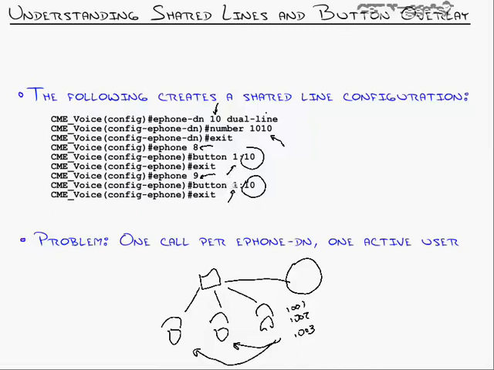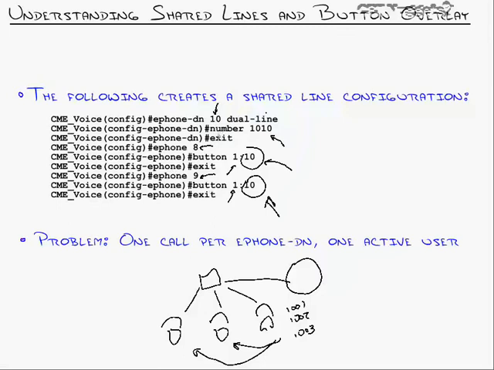Now, the trouble with this configuration, and this may not be trouble, it all depends on your goal for this environment, but some trouble that you could have with this is this allows 1 call per ephone DN and 1 active user. So that means if the user of ephone 8 picks up line 1, immediately the line goes red. That little button will go red on the ephone 9, and they will not be able to use that line because it's in use. They're both sharing the same ephone DN.